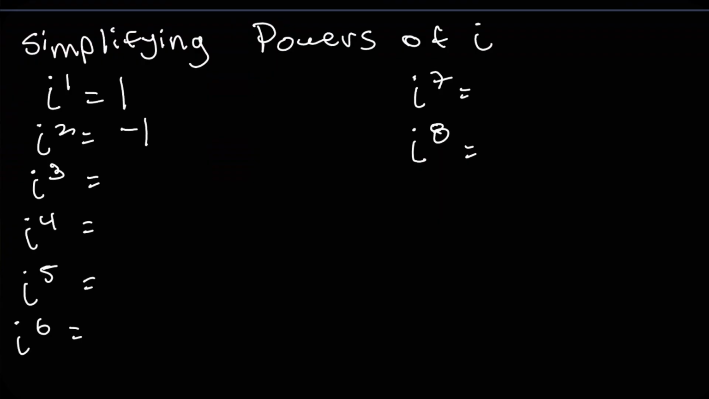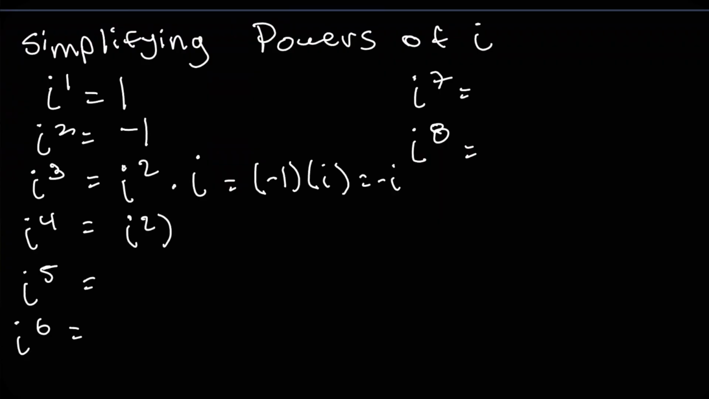Well, we know that i to the third is equal to i squared times i. And we know that i squared is equal to negative 1. So let's go ahead: negative 1 times i, so that's just going to be equal to negative i. Let's do the same thing for i to the fourth. i to the fourth, we know that that's just i squared raised to the second power. And if we know that i squared is equal to negative 1, that's negative 1 to the second, or just 1.